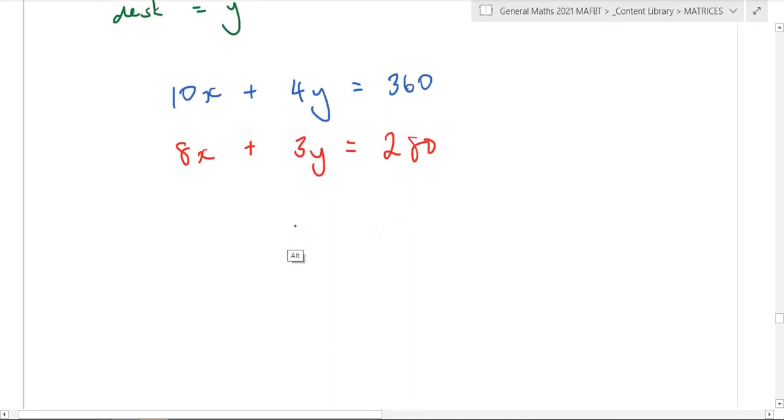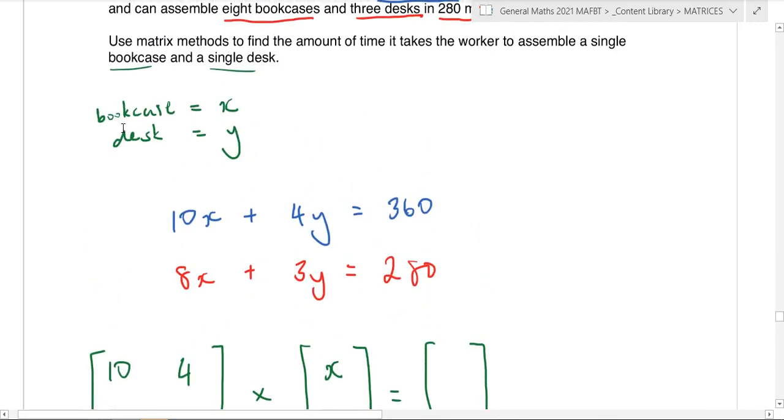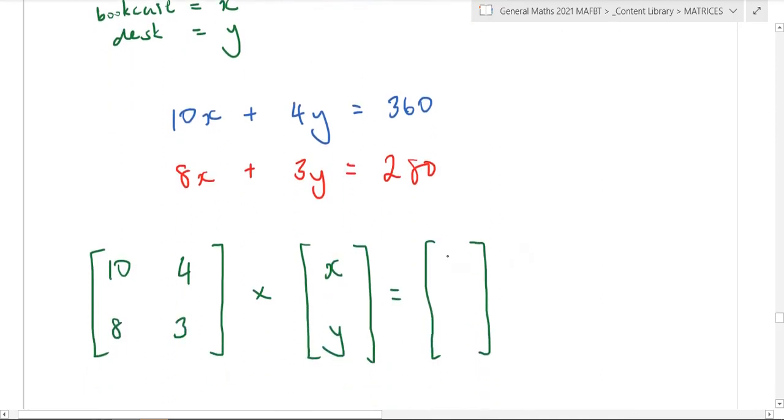Now we split them up into our 3 matrices. So you've got your number matrix times your unknown matrix equals your answer matrix. Split it up into 3. So remember, this is x column, that's your y columns. All right, so you've got 10 for the first column of x's, and then 4 for the second column of the y's. Second equation, you've got 8x and you've got 3 y's. Your two unknowns are X and Y. Remember what they represent. X is bookcase, Y is desk. Answer matrix, 360. And then 280.